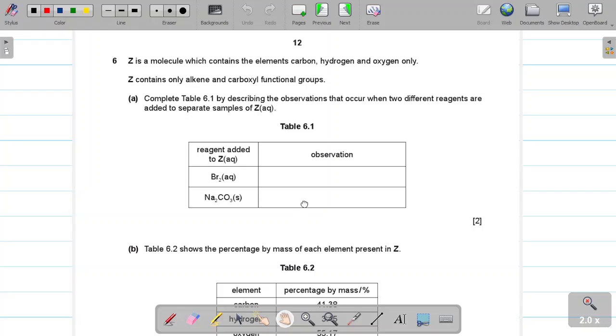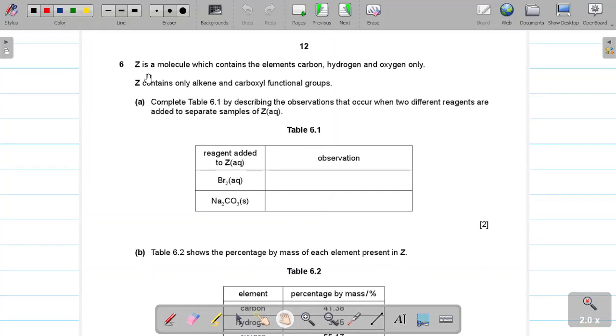Right, and now we come on to the last question of the paper. It tells us Z is a molecule which contains the elements carbon, hydrogen, and oxygen only. Z contains only alkene and carboxyl functional groups. Complete table 1 by describing the observations that occur when 2 different reagents are added to separate samples of Z. So if we add bromine to Z, because we have an alkene group, it will undergo an addition reaction here, so the bromine will be decolorized.